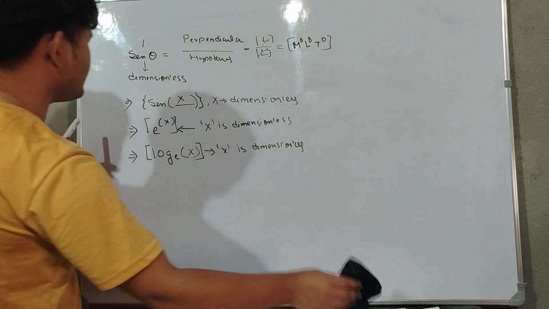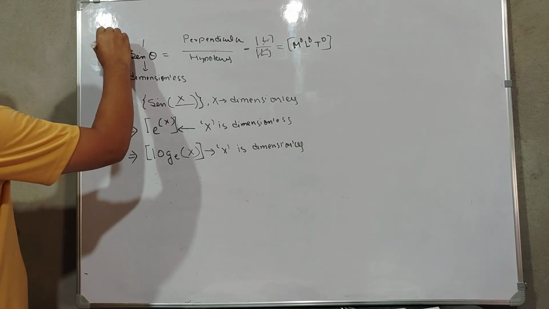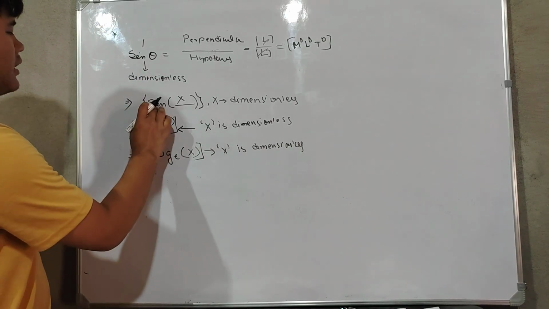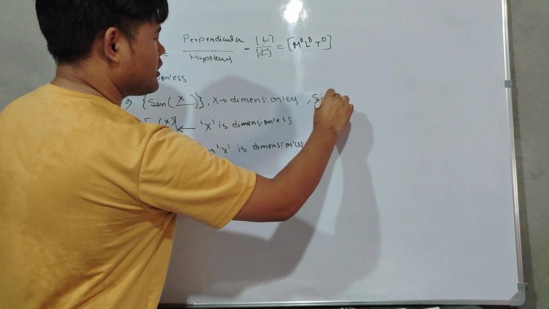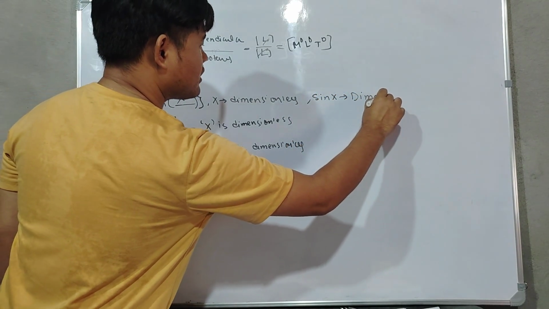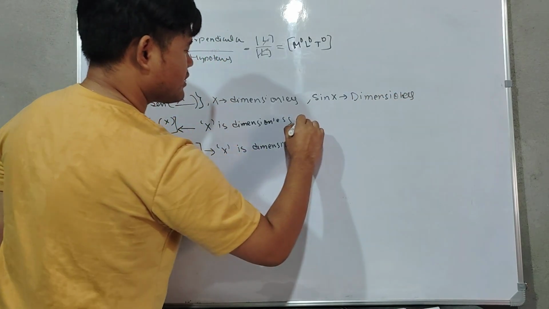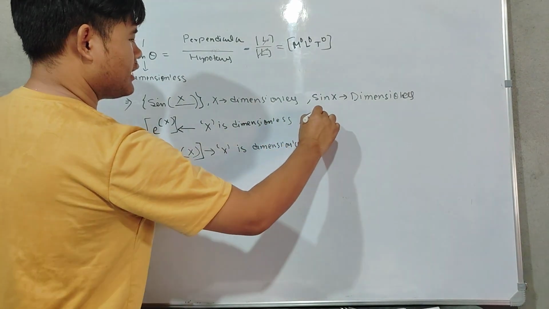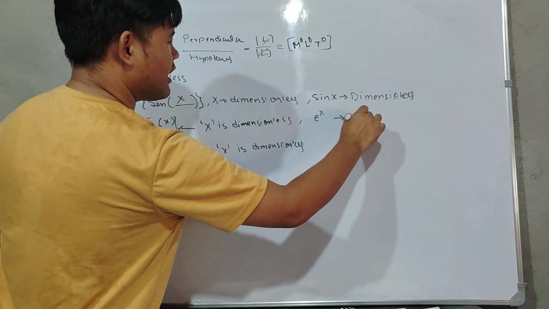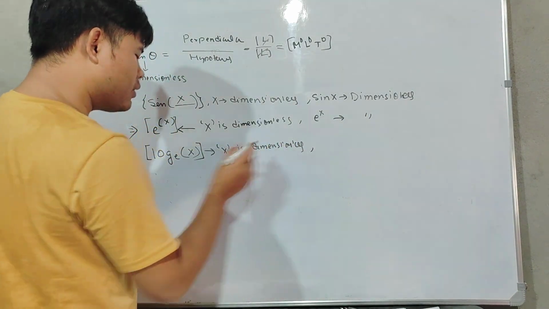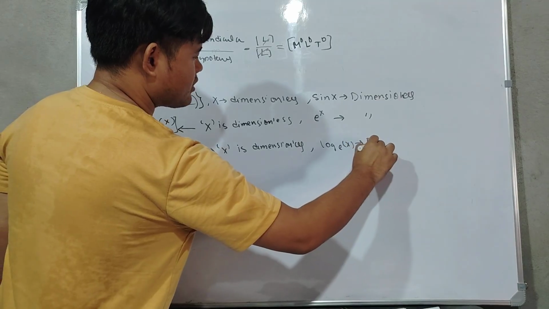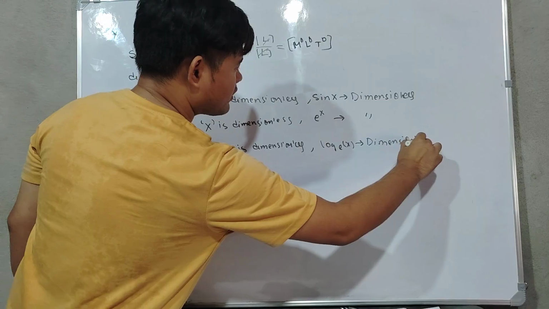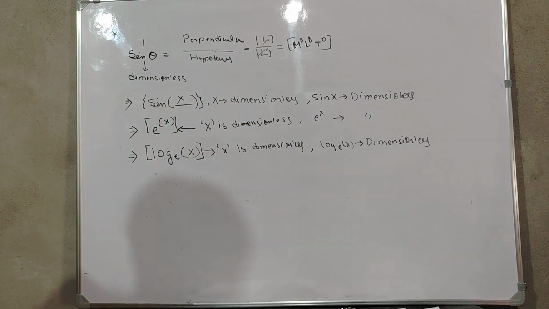So you just write it down, like this only you write it down. Okay, sin x is there, then as a whole x is dimensionless, then sin x is also dimensionless. Similarly, then as a whole e^x is also dimensionless, and then log as a whole also it will be dimensionless. So using this rule, let us solve one question.